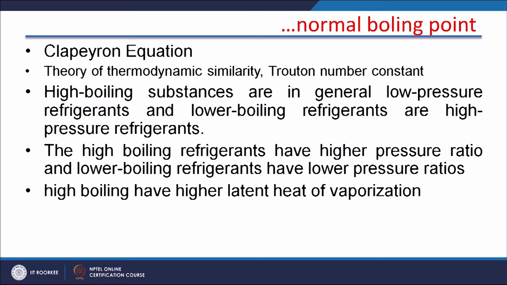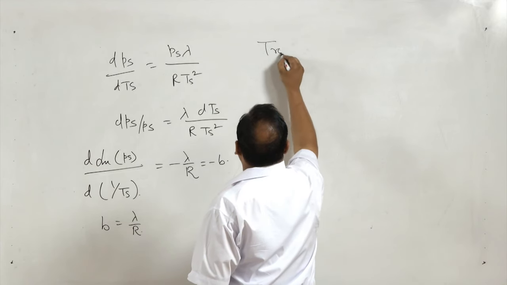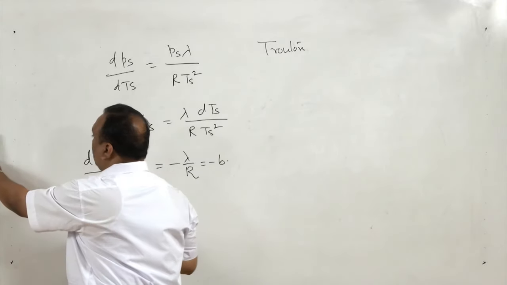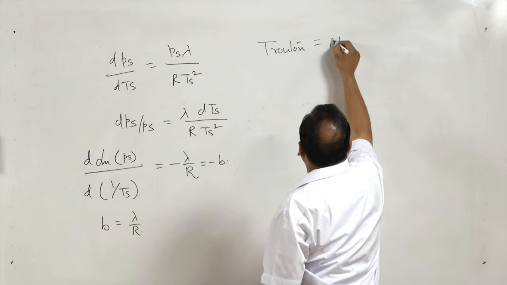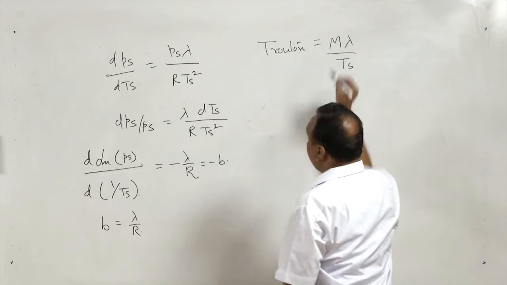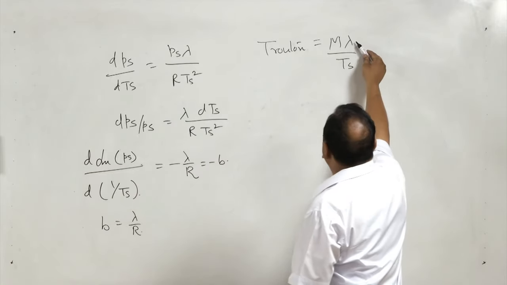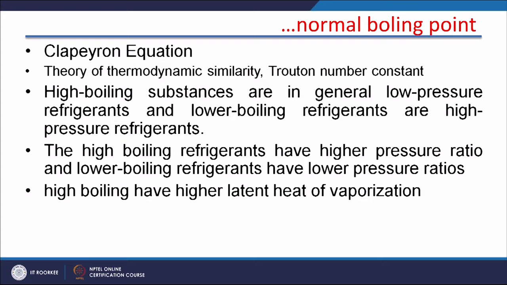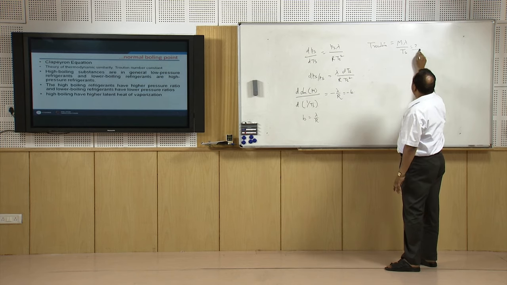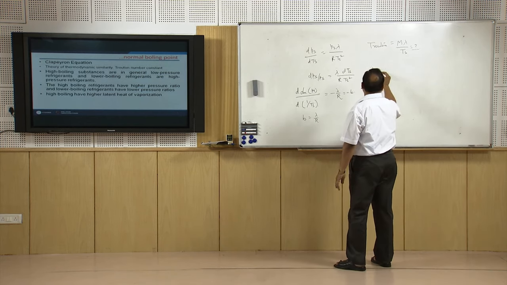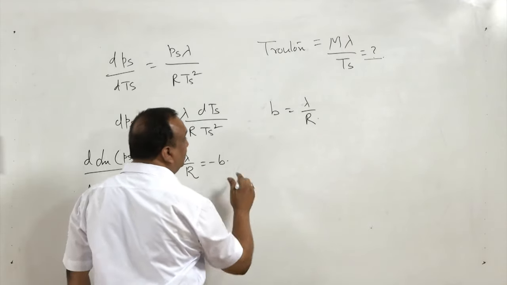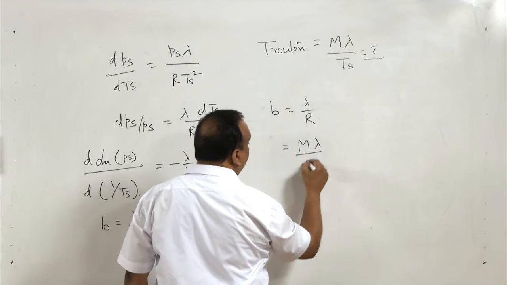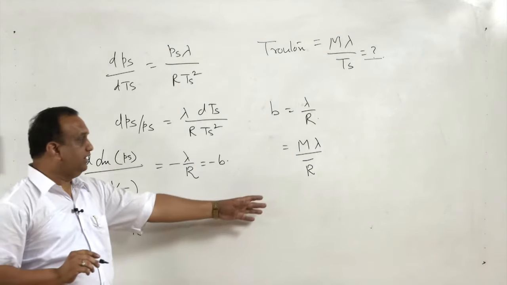Now, if you look at the theory of thermodynamic similarity, it gives a number called the Trouton constant, or Trouton dimension number, which is equal to M lambda over Ts. M is the molecular mass of the substance, lambda is the latent heat, and Ts is the saturation temperature. The thermodynamic similarity theory says that substances of the same group will have this Trouton number as a constant. So here, in the case of B equal to lambda by R, if we replace R by the universal gas constant, it becomes M lambda over R bar. The universal gas constant is the same for all gases.